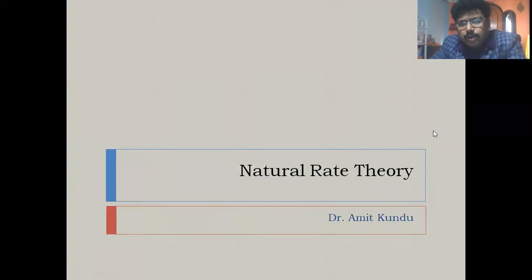Hello, today I will be shedding some light on the natural rate theory. According to the natural rate theory, there exists an equilibrium level of output and accompanying rate of unemployment determined by the supply of factors of production, technology, and institutions of the economy. That is, it is determined by real factors.